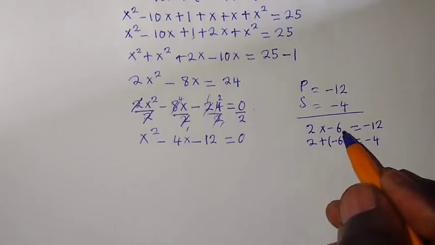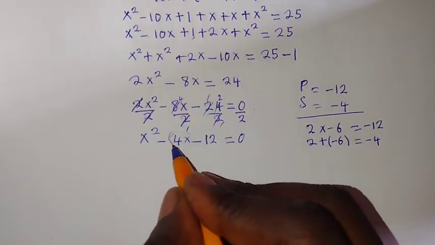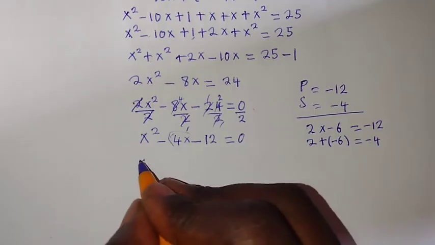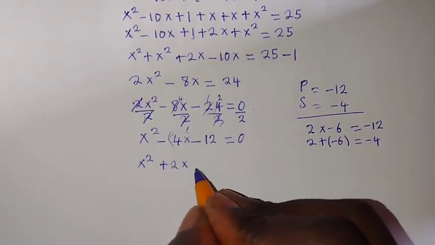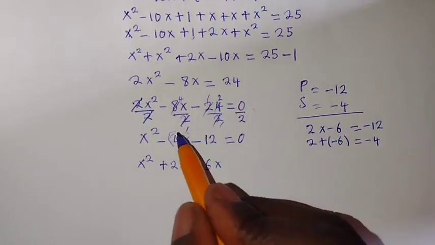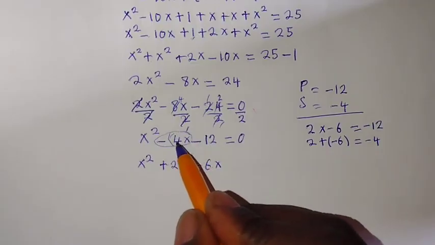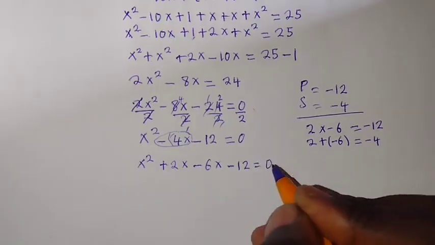So this will be 2x, this will be minus 6x. We are going to substitute right here only for x. So we are going to have negative x squared, then you write plus 2x minus 6x. So I've just substituted this and this right here where we had minus 4x. Okay, then minus 12 is equal to 0.